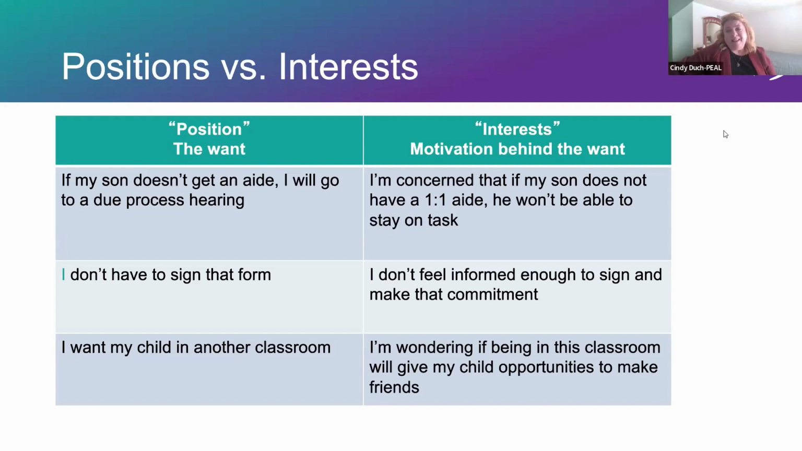And now we have forms that say whether you were there in person or whether you were there virtually. But again, what is that interest behind the want? Do you not know enough about what you're signing and you don't want to make a commitment? Schools are supposed to give us all the information we need to be fully informed. So if you don't feel informed, ask those questions.